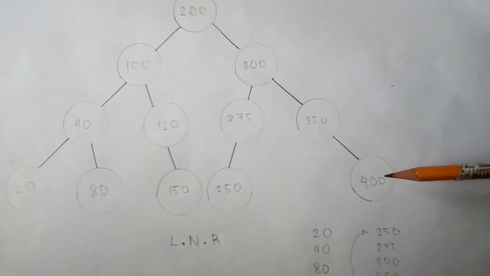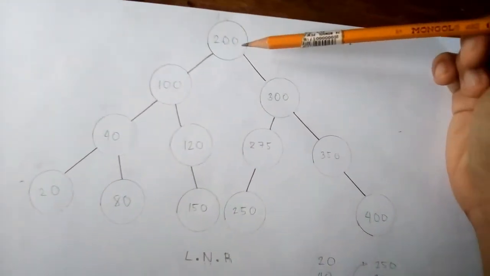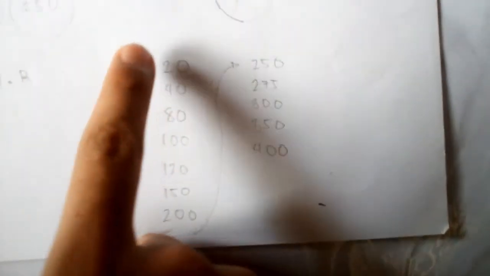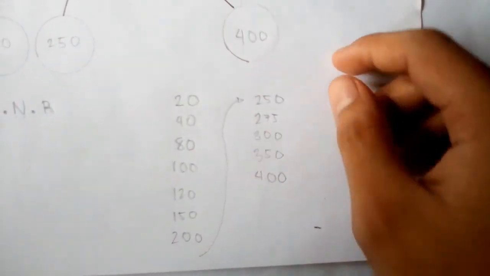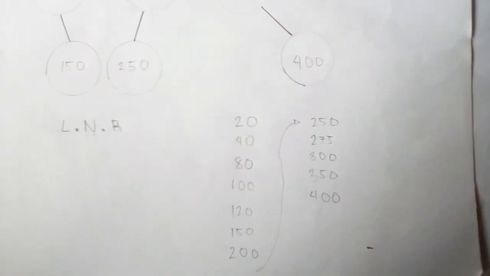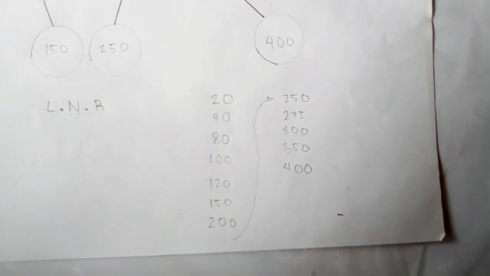Now that we are done, if we think as a computer algorithm, it goes back to 200 because it has done its job. Notice the output: it is ascending, rising from 20 to 400. That's why a BST is called a sorted or ordered type of binary search tree. So I think that's it. Thank you for listening.